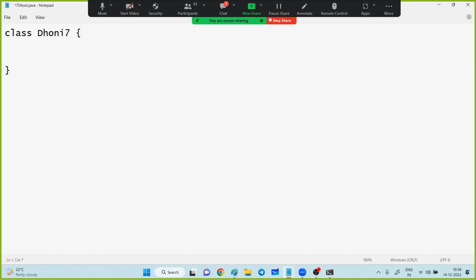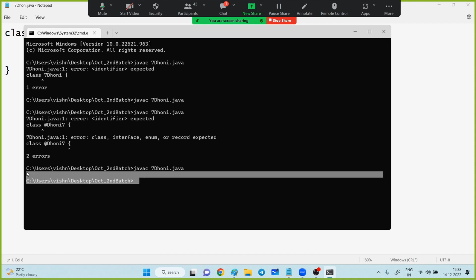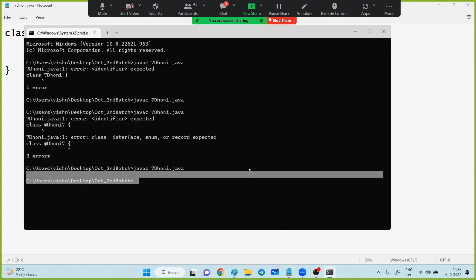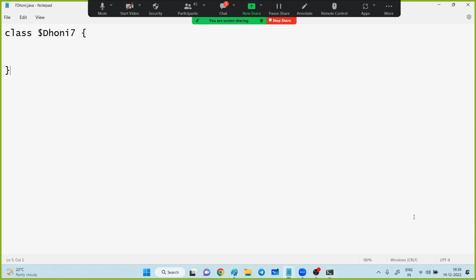Now suppose I'm keeping underscore here, I'm saving it here. Okay, now I will compile it again. Now see here, the compile is successful, you are not able to see any error. Okay, now suppose I will keep a dollar here, and I will save it. Now see, I'm compiling it again. See, no error. Suppose if I keep any other symbol except these two, suppose I'm keeping the and symbol here.